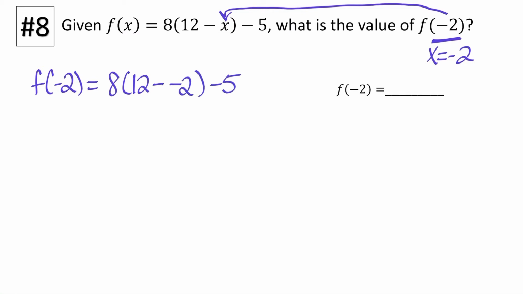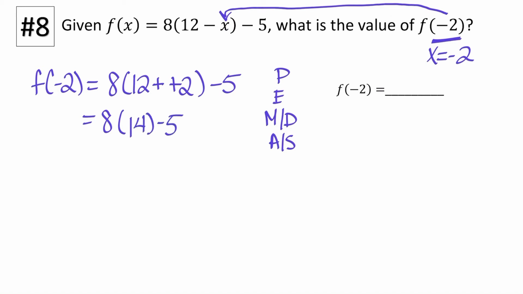So remember, I'm going to need to do order of operations in order to simplify this problem. Let's work with what's in the parentheses first. I have 12 minus -2, which will turn into a plus. So this gives me 8 times 12 plus 2, which is 14. So I have 8 times 14 minus 5. 8 times 14 is 112. So I have 112 minus 5, which is 107. So f of -2 is 107.